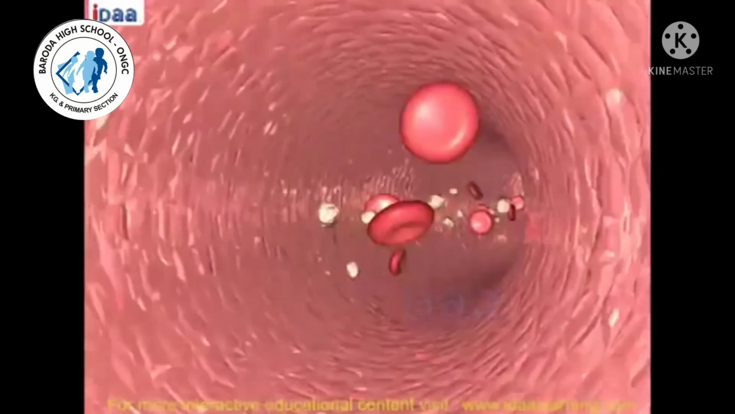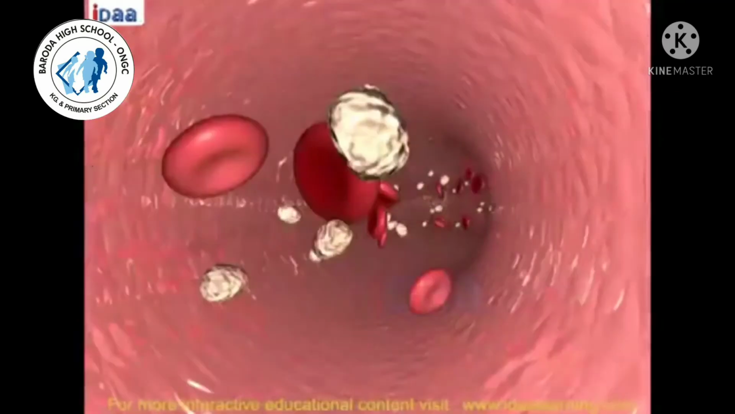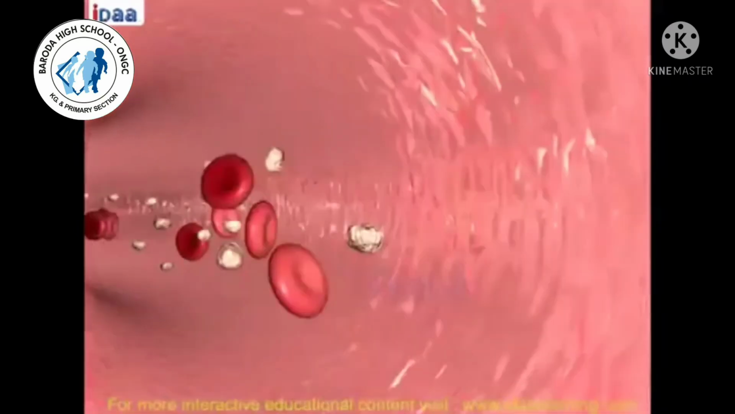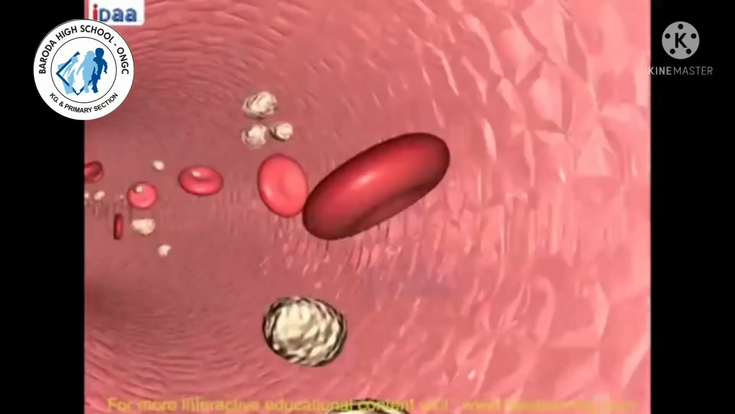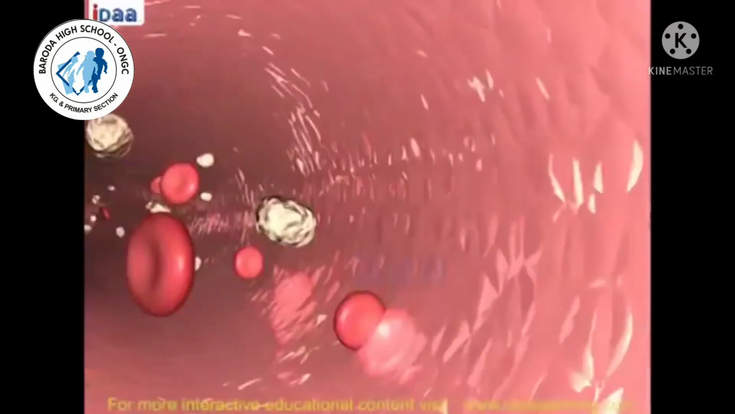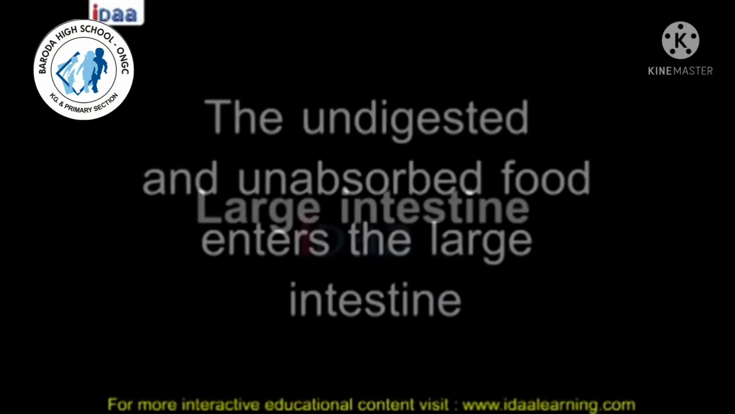The absorbed substances are transported via the blood vessels to different organs of the body where they are used to build complex substances such as the proteins which are required by our body. This process is called assimilation. In the cells, glucose breaks down with the help of oxygen into carbon dioxide and water, and energy is released. Now, the undigested and unabsorbed food enters the large intestine.